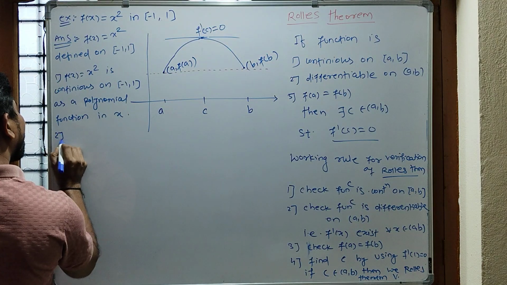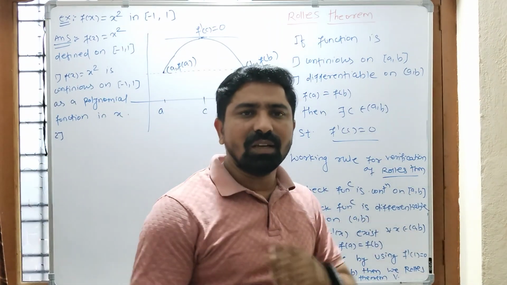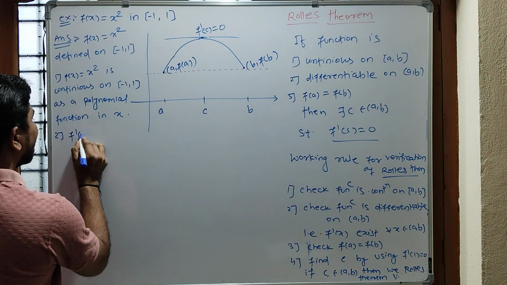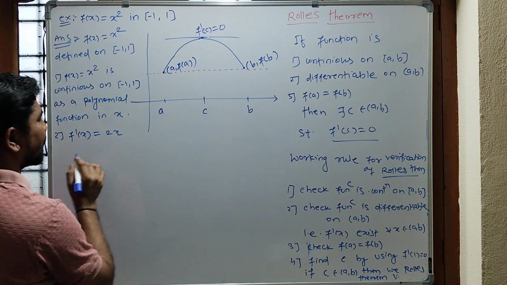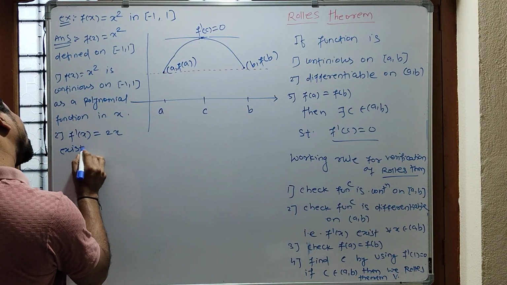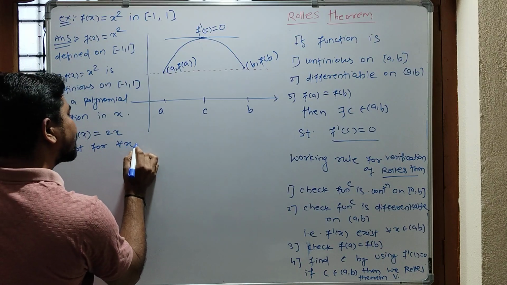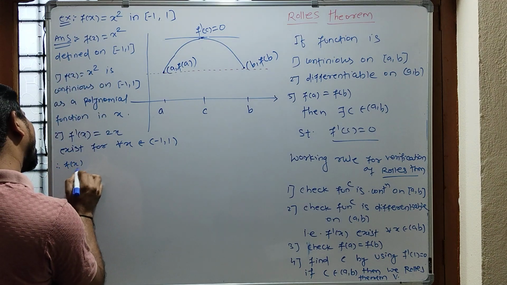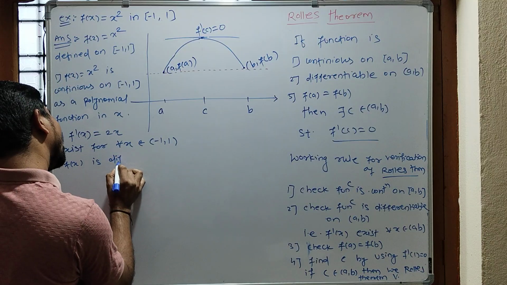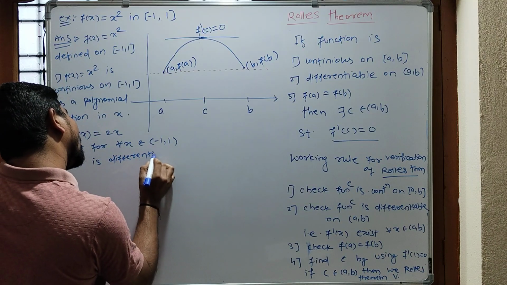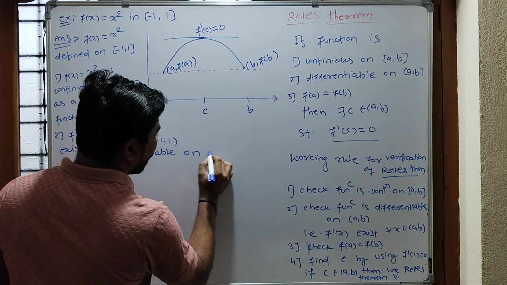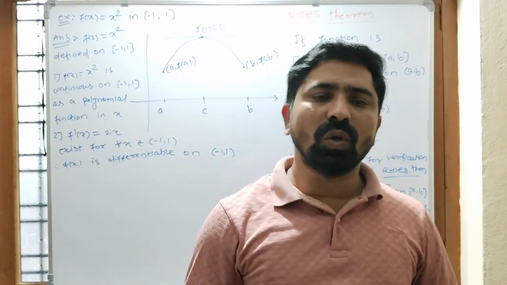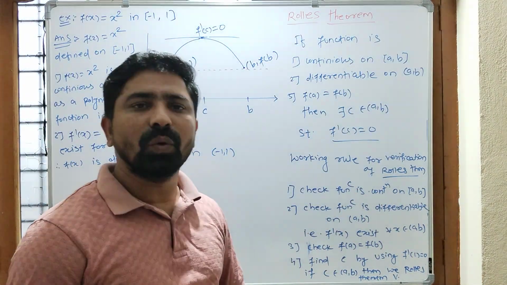Now second working rule: check whether the function is differentiable on the open interval AB or not. Now find the derivative of f of x, that is f dash of x equal to 2 times x, which exists for all x belongs to -1 to 1. Therefore f of x is differentiable on the open interval -1 to 1. Now the second working rule is also satisfied by the given function f of x equal to x square.